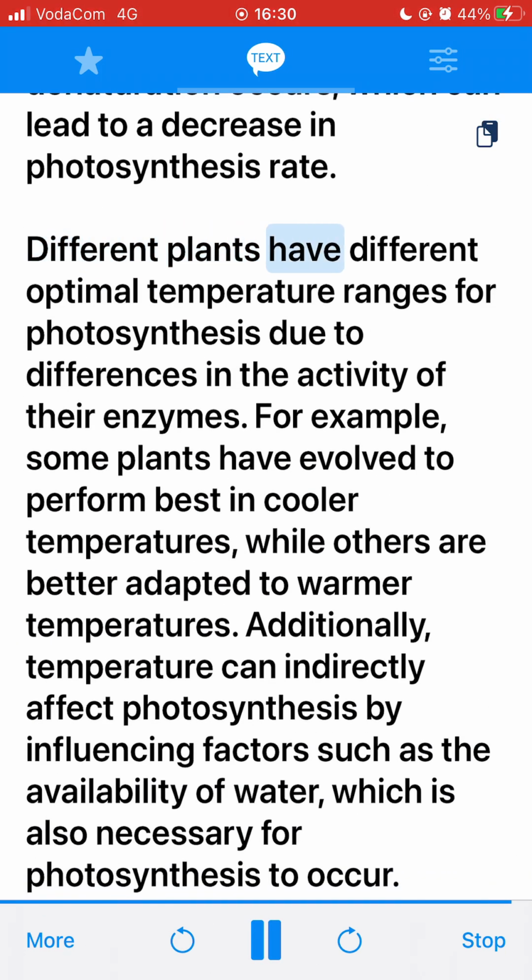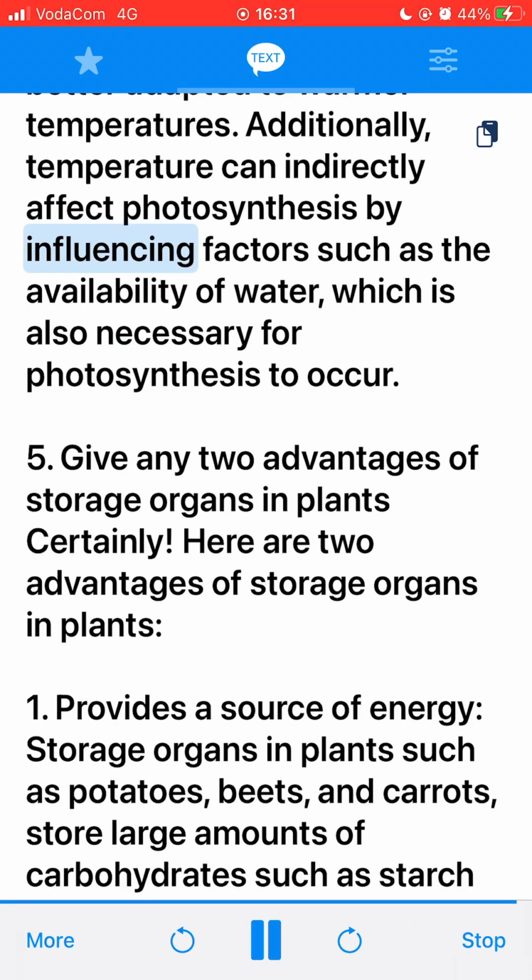Different plants have different optimal temperature ranges for photosynthesis due to differences in the activity of their enzymes. For example, some plants have evolved to perform best in cooler temperatures, while others are better adapted to warmer temperatures. Additionally, temperature can indirectly affect photosynthesis by influencing factors such as the availability of water, which is also necessary for photosynthesis to occur. 5. Give any 2 advantages of storage organs in plants.